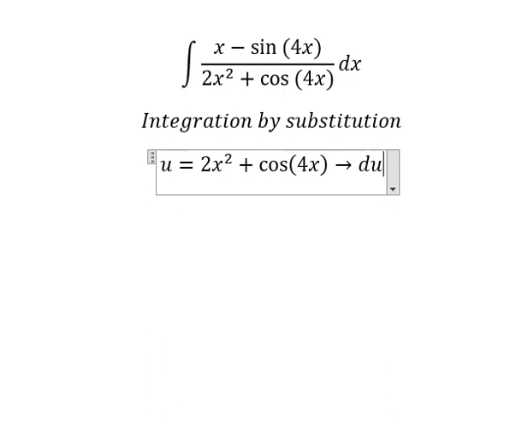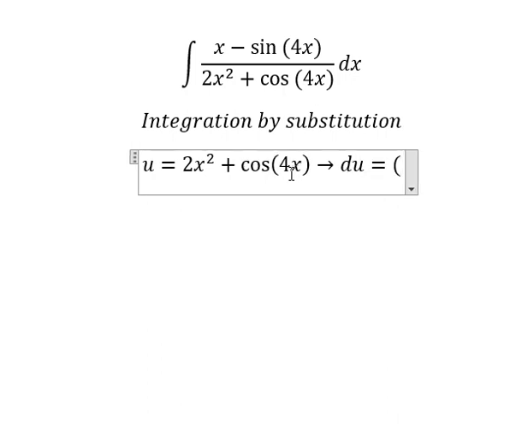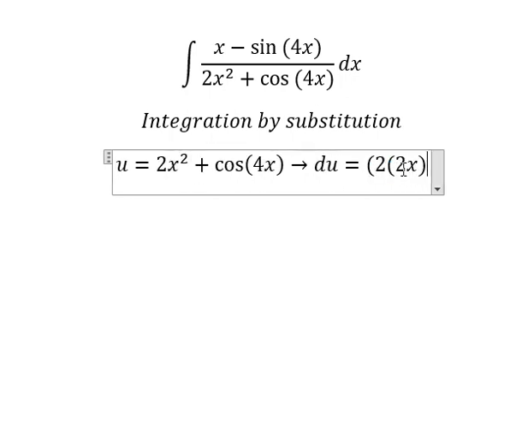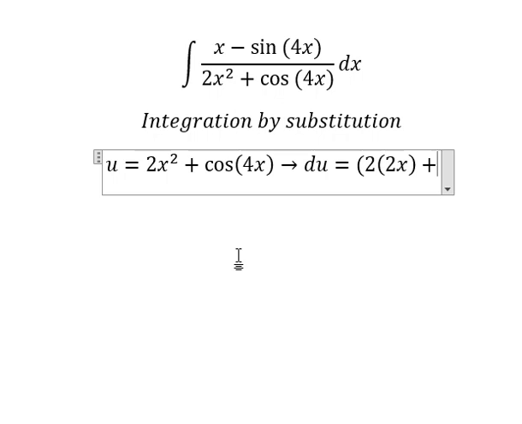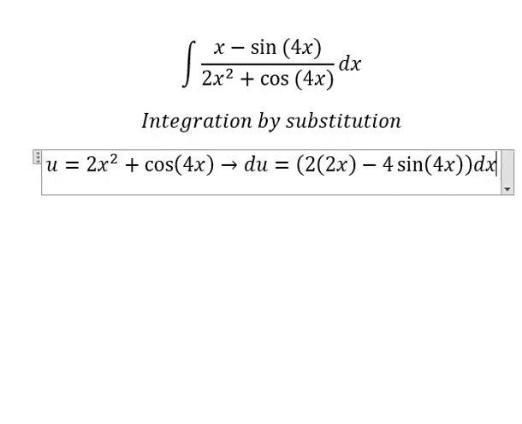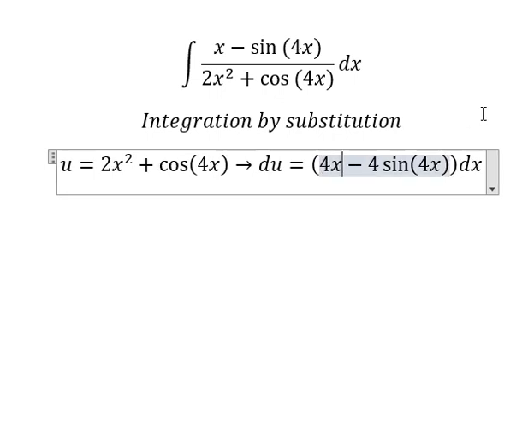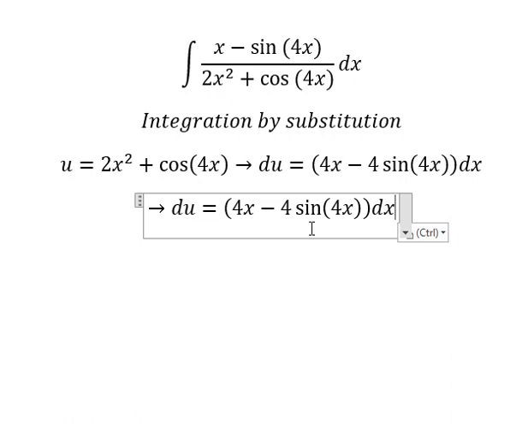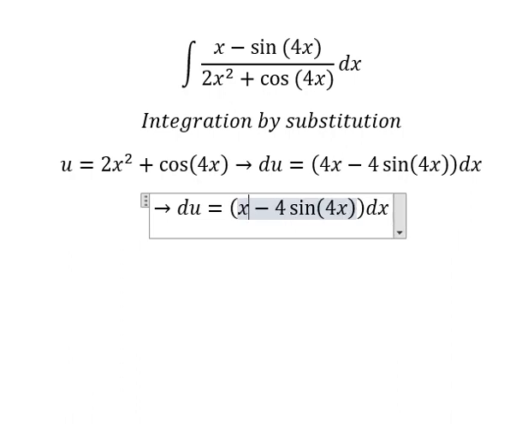After that, we first need to take the derivative of both sides. This one we have 2s. This one we have negative 4 sine 4s. And 2 and 2 we have 4. Next, we divide both sides by 4.